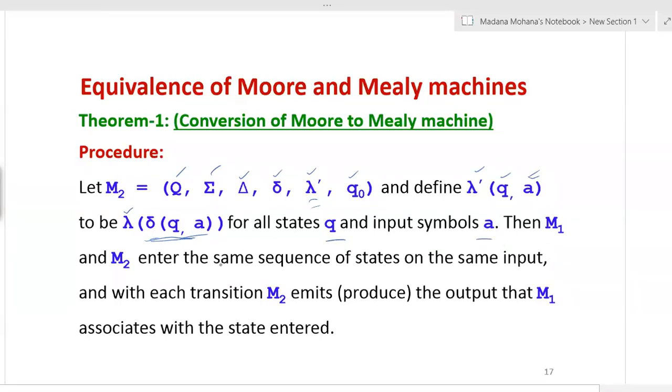Then M1 and M2 enter the same sequence of states on the same input, and with each transition M2 emits the output that M1 associates with the state entered. So in M2, it produces the outputs associated with each input. For every state on every input, you have to find its associated output using this function: lambda of delta of (Q, A). Inside lambda, we have the transition function, so you get one state, then the output of that state. That is nothing but lambda dash of (Q, A). This is a simple procedure for conversion of Moore to Mealy machine.